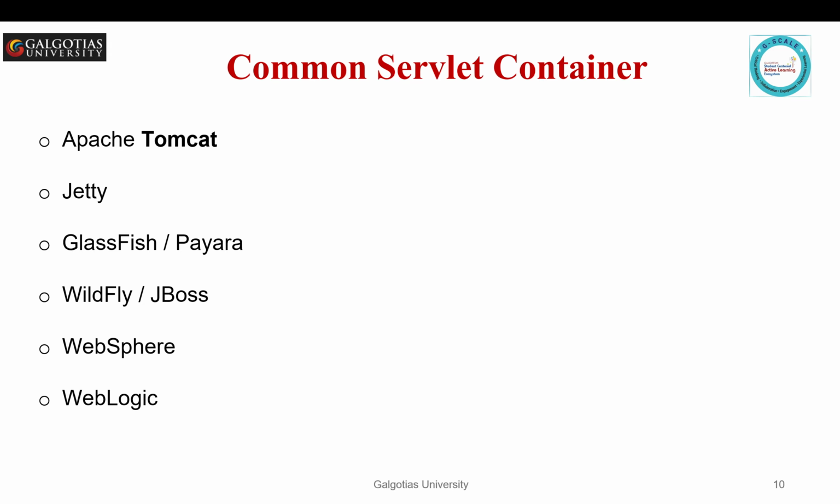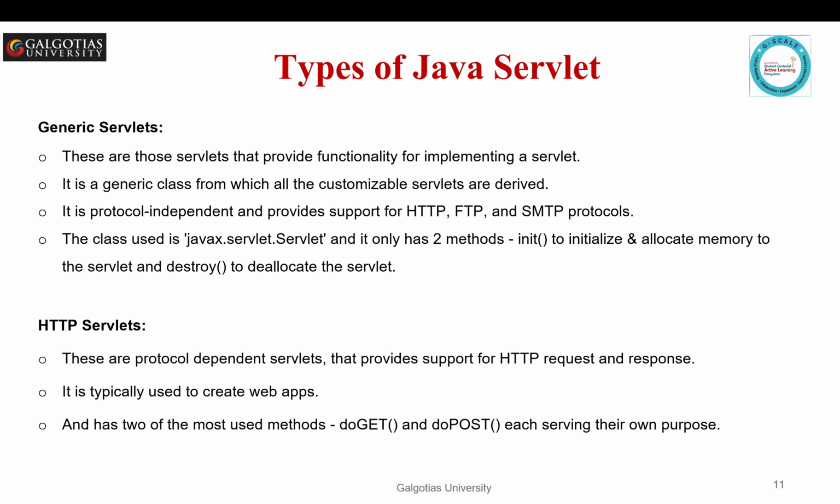Some commonly used servlet containers are Apache Tomcat, Jetty, GlassFish, Payara, WildFly or JBoss, WebSphere, and WebLogic. Among these, Apache Tomcat is the most widely used container for learning and deployment.